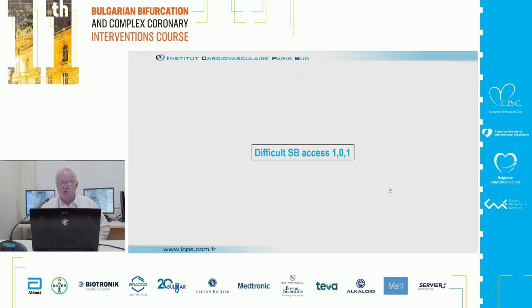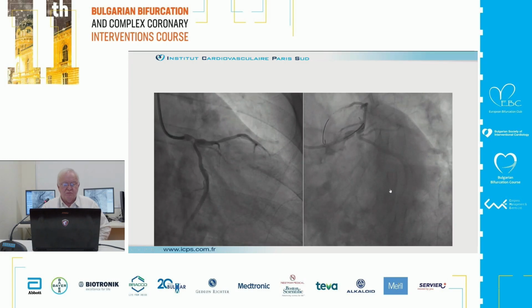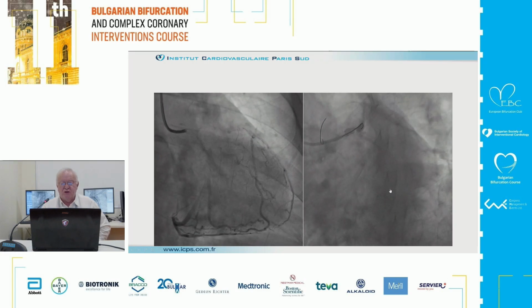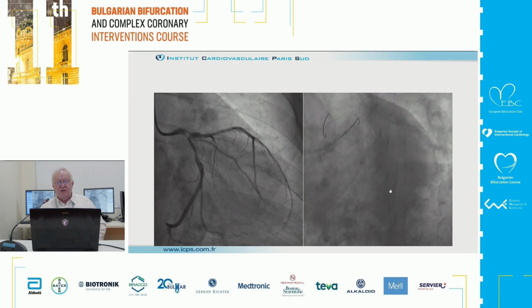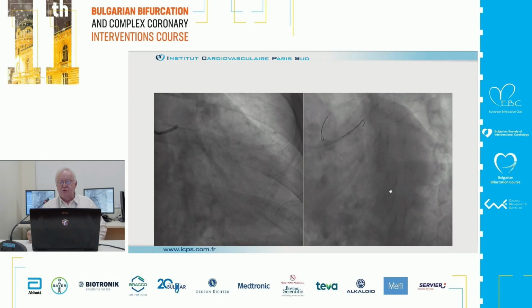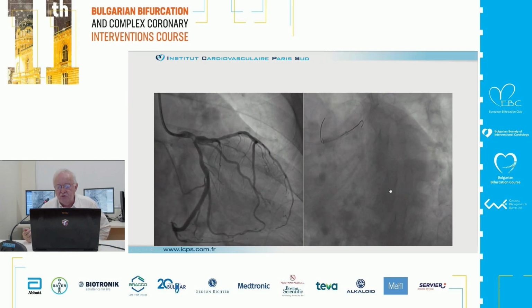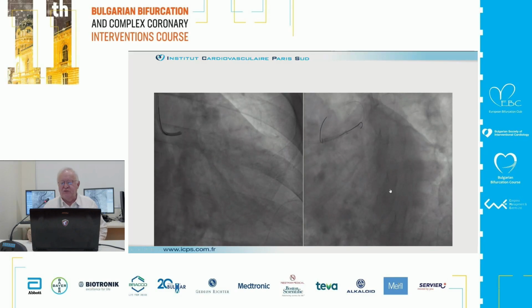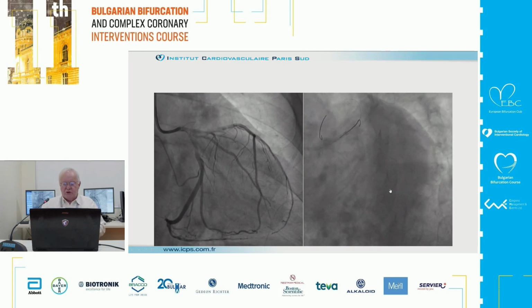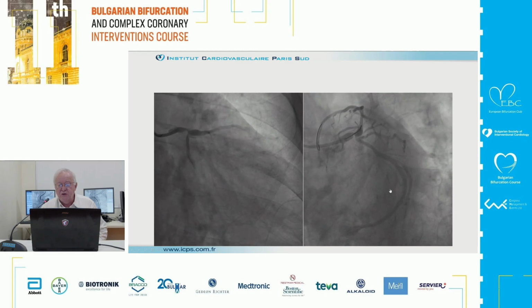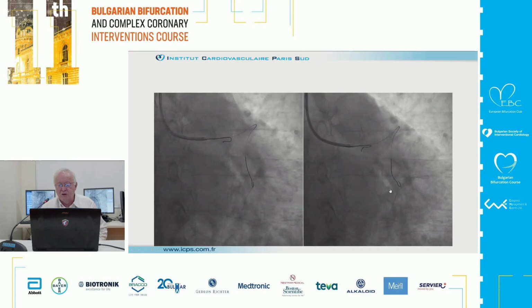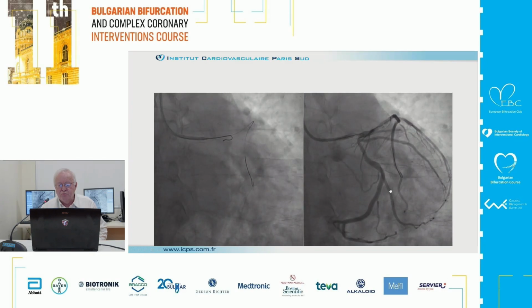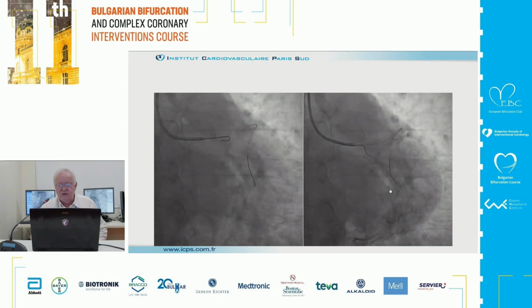Difficult access side branch, 101. So this is not so frequent, to have this very eccentric lesion. You have to use on the right what we call the reverse wiring of the side branch. You make a long loop and then you pull slowly, you pull, and you can see that now the wire is in the circumflex artery.